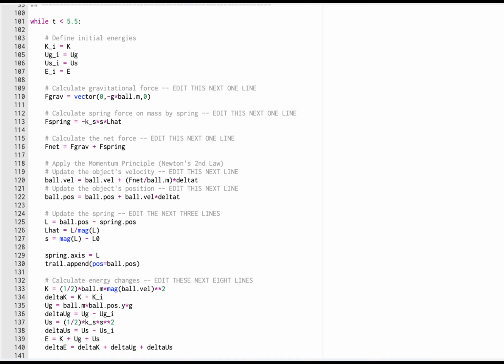Within the calculation loop, I set these initial energies and set the net force equal to the sum of spring force and gravitational force. The gravitational force was equal to the negative of the gravitational constant times the mass of the object, and the spring force was equal to the negative spring constant times its stretch times L hat. I also included the variations of Newton's second law to update the object's position and velocity. To update the spring, the same formulas as before were used. Lastly, the change in energies were set to be the current energy minus the initial energies established before the calculation loop.